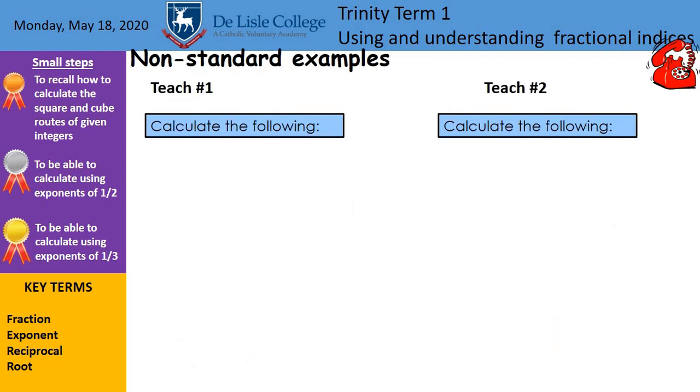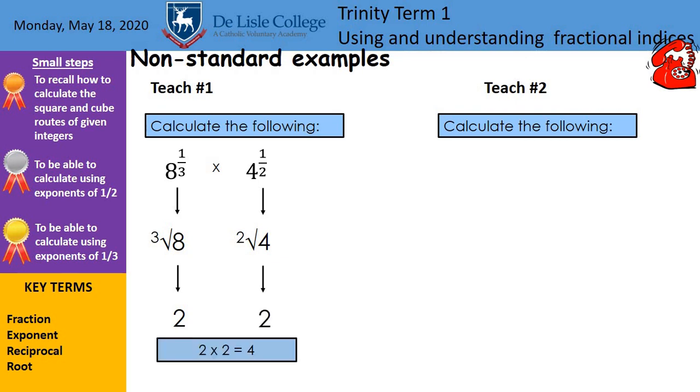Right, here's some more complex examples. So what we're going to look at now is calculating problems. So 8 to the power of a third times 4 to the power of a half. So 8 to the power of a third we now know means we're trying to find the cube root of 8, which will be 2, because 2 times 2 times 2 is 8. And then we're going to do the square root of 4, which is 2 again, because 2 times 2 is 4. So actually what you're doing, 8 to the power of a third times 4 to the power of a half, is just 2 times 2, which gets us 4.